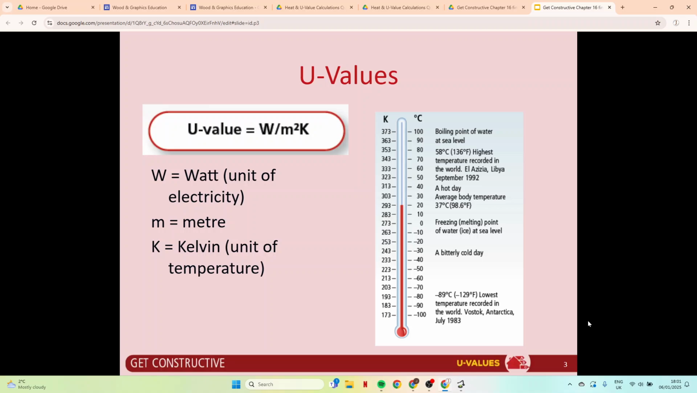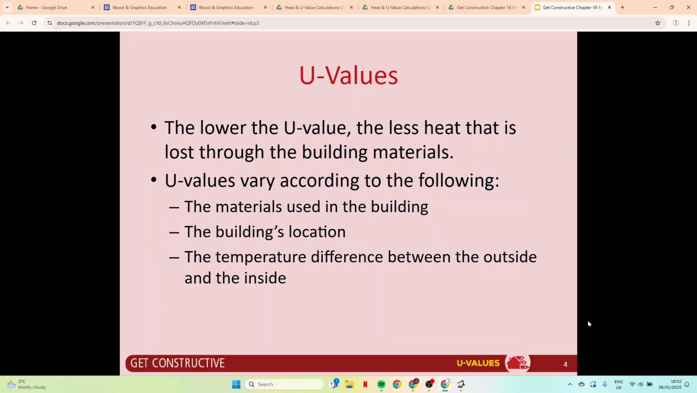Generally speaking, these are going to be our units of measure. Watts, meters, Kelvin is a unit of temperature. Okay, you can see it over there on the chart. You can go through this in your own time. I will not be going through it today.